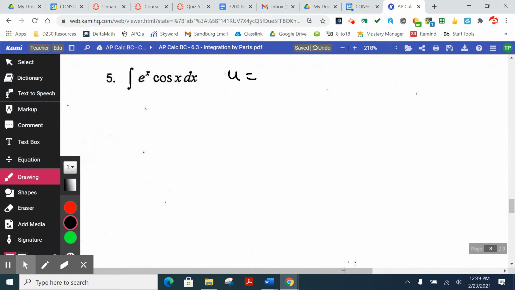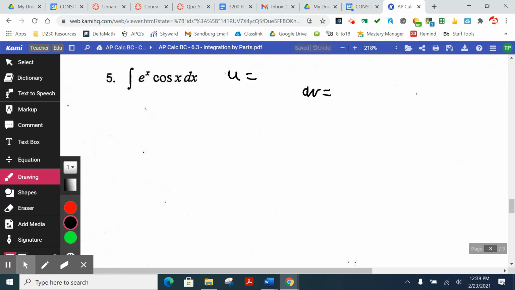When we now go to try and define what our u and dv are, the general rule that I gave you earlier is that u, we probably want to be whatever has a derivative that will eventually terminate. Well, if we look at this, neither one of those is going to terminate. So e to the x's derivative will never end. The derivative of cosine, that would never end. It's an endless cycle for both.